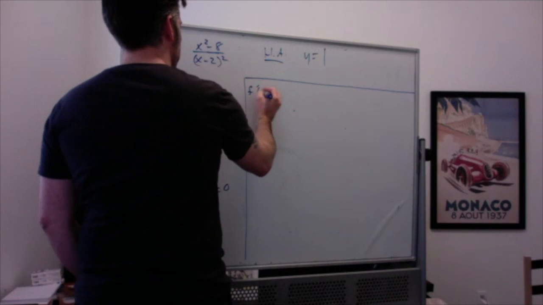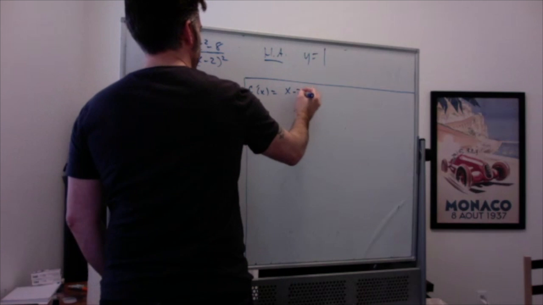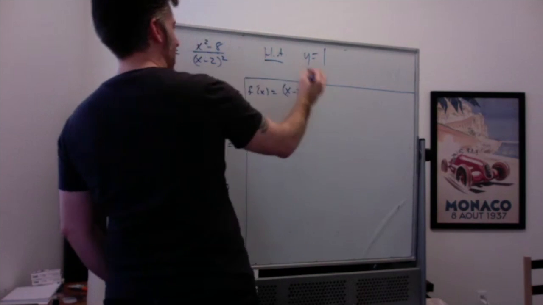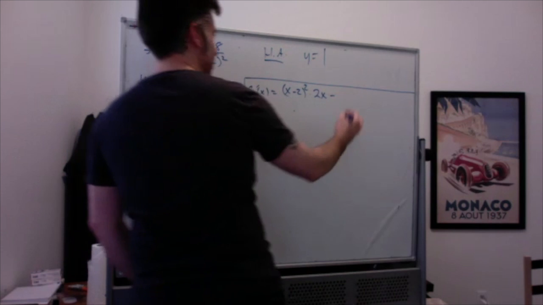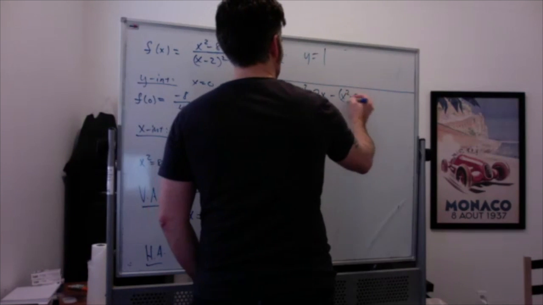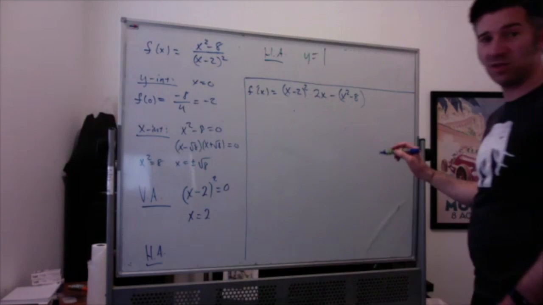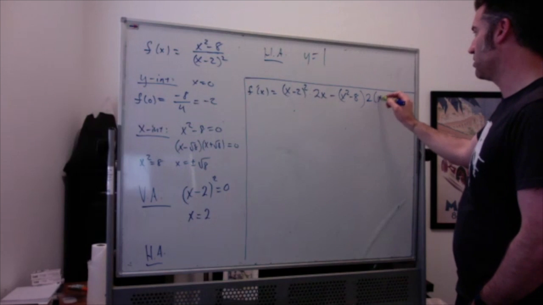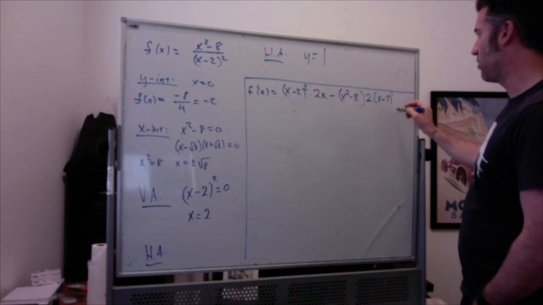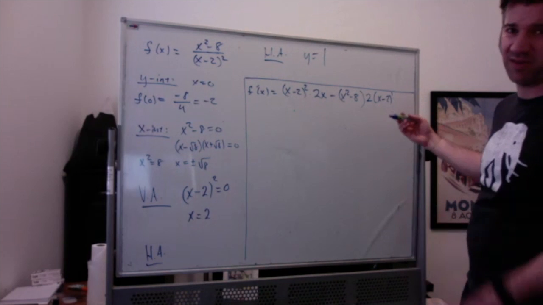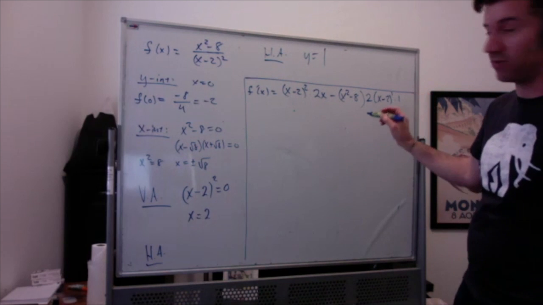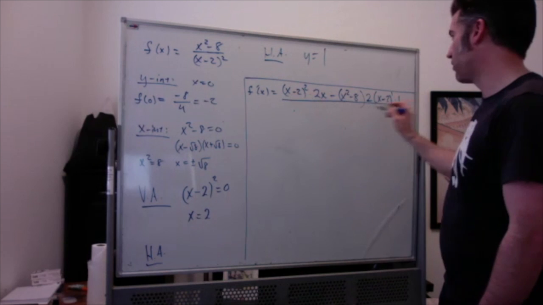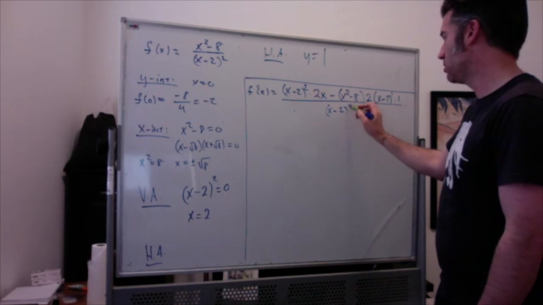So we're going to use the quotient rule. The derivative is going to be the bottom times the derivative of the top, which is 2x, minus the top times the derivative of the bottom, where we have to use the chain rule. It's going to be 2 times our stuff to the first power times the derivative. The derivative of stuff is just 1, so it's not a very exciting chain rule. All over x minus 2 to the fourth.